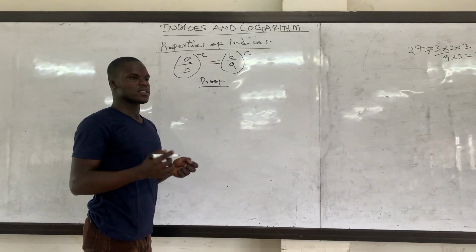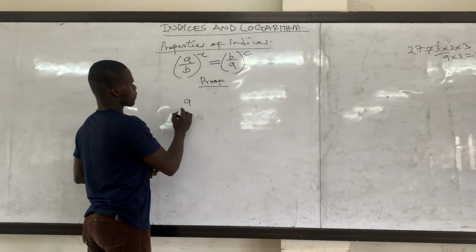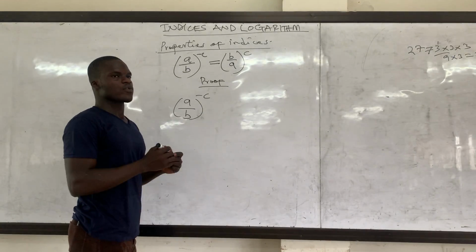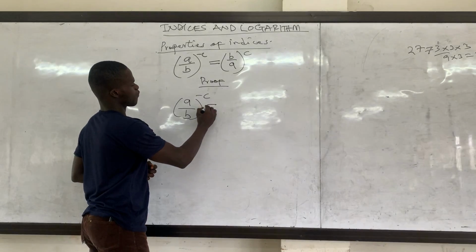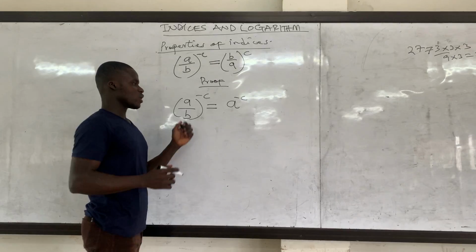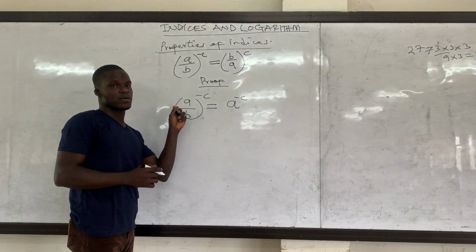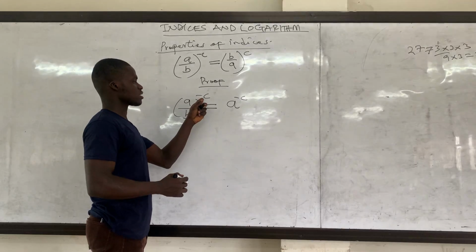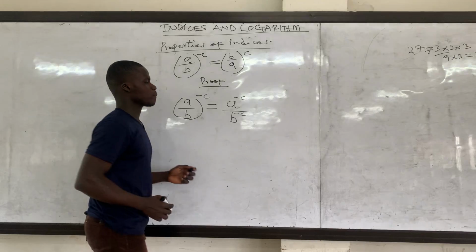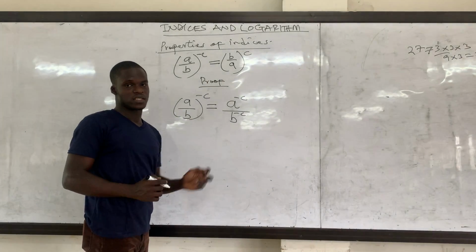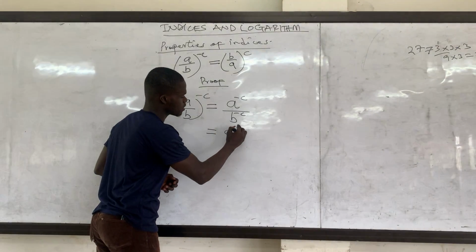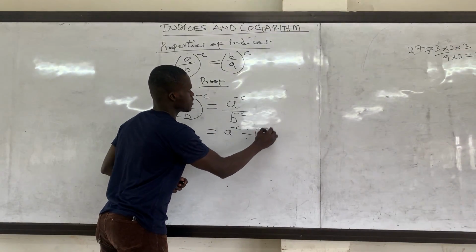So from indices, we know that this should be the same as a exponent negative c. You can subtract each of the numbers here with the exponent, okay? So this is the same as a exponent negative c over b exponent negative c. And then over here, we know that this and that are divided, right? So since they are divided, it can be written as a exponent negative c divided by b exponent negative c.